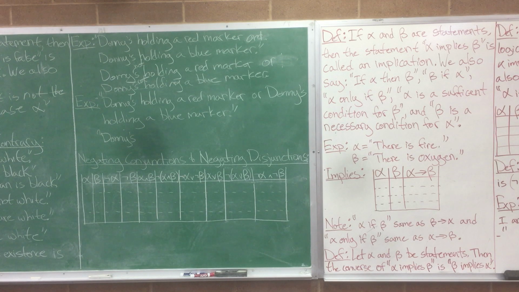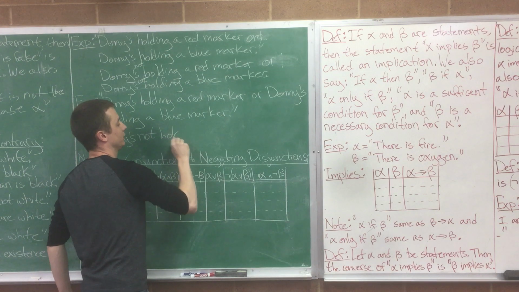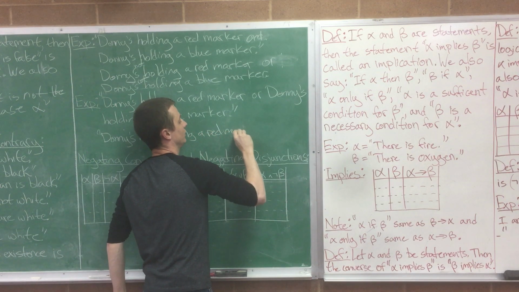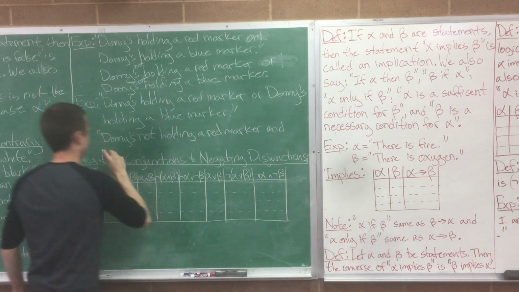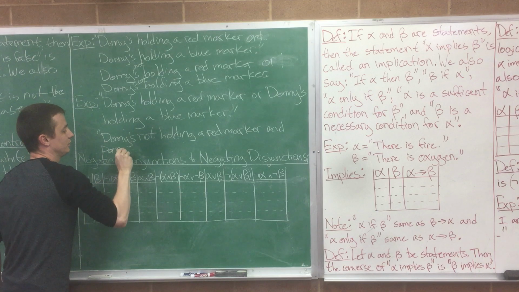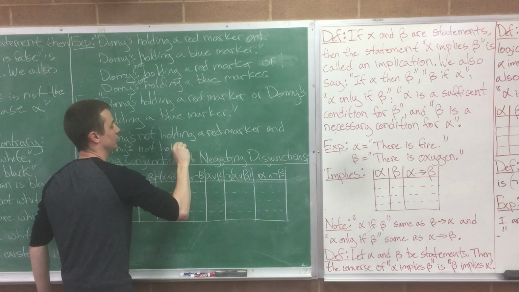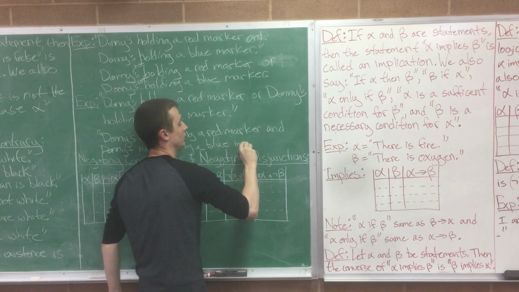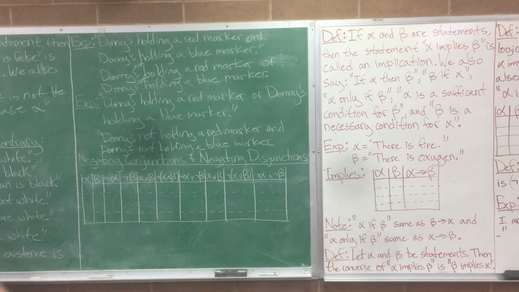What did you just say? Donnie's not holding a red marker and Donnie's not holding a blue marker. Perfect. Donnie's not holding a red marker. And Donnie's not holding a blue marker. Perfect. And let's test it real quick.